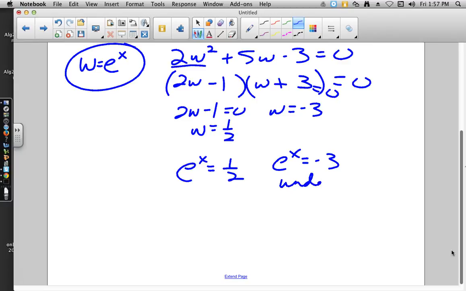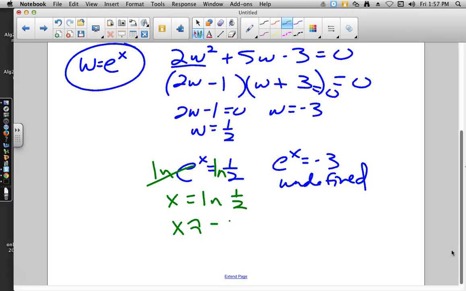Well, this one, hopefully you notice right away, that's going to be undefined, because with e, we'll need to take the natural logarithm of both sides, and we would be saying that we're going to take the natural logarithm of a negative number, which we cannot do. It is not in the domain. This little bugger is gone over here.